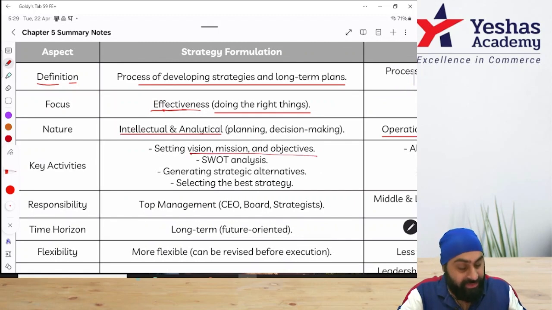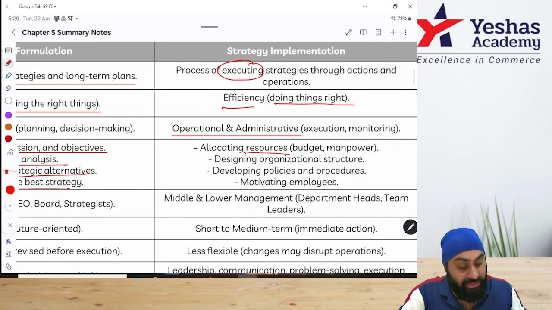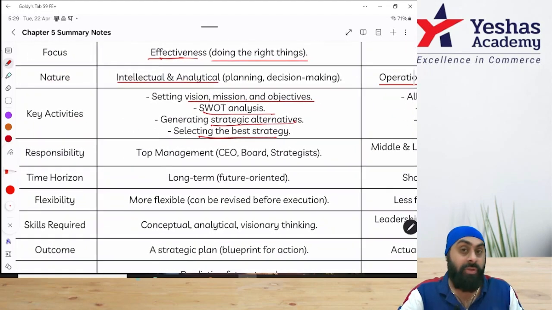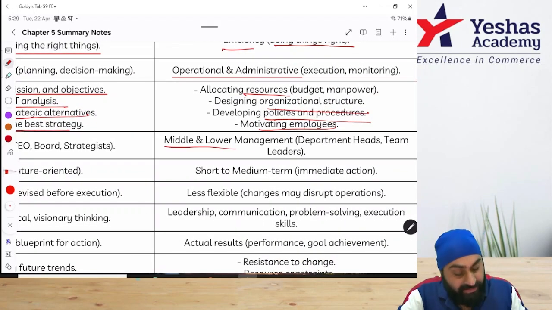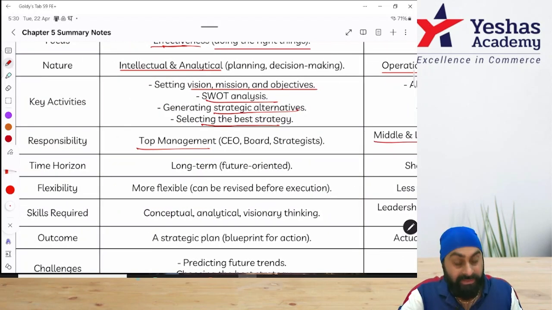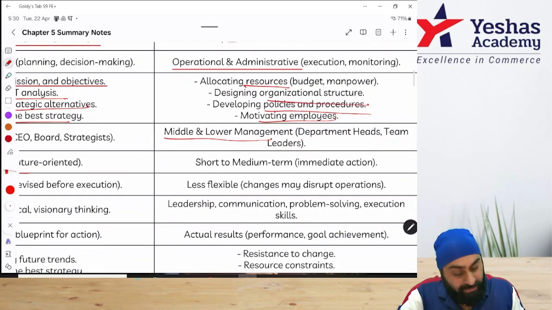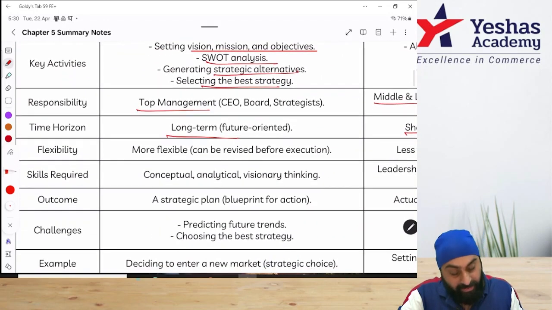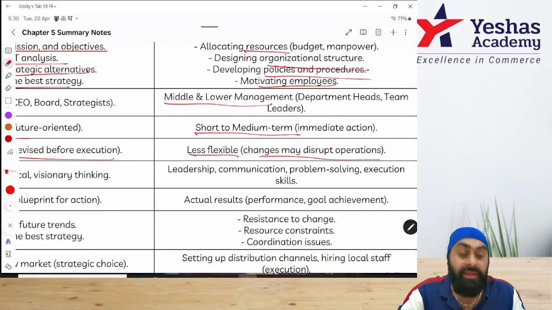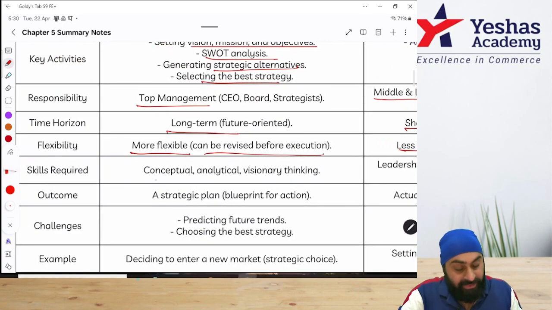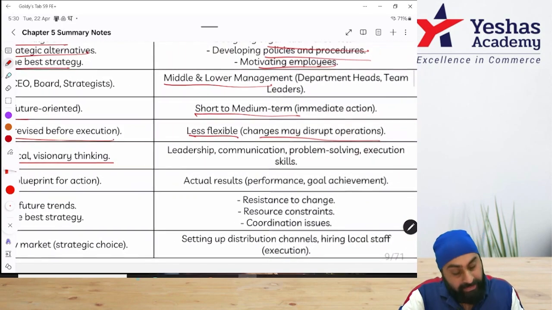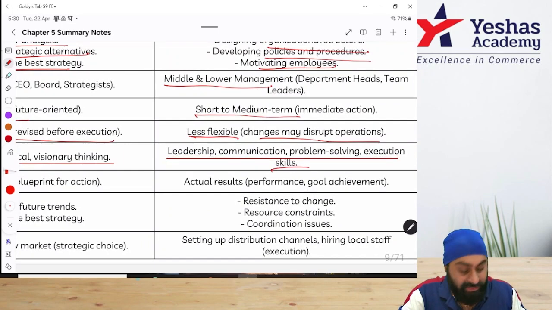Key activities are vision, mission, objectives, SWOT analysis, strategic alternatives, selecting the best strategy. Key here is resource allocation, organization structure, policies and procedures, and motivating employees. Whose responsibility is to formulate the strategy? Obviously, the top management. Whose responsibility is to implement the strategy is middle and lower level management. Time horizon. Strategy is a long-term concept. Implementation is short-term to medium-term concept. Strategy needs to be more flexible, can be revised before execution. This is less flexible as it may disrupt the operations. Skills required is conceptual, analytical, visionary thinking. Here it is leadership, communication, problem solving, execution skills, etc.